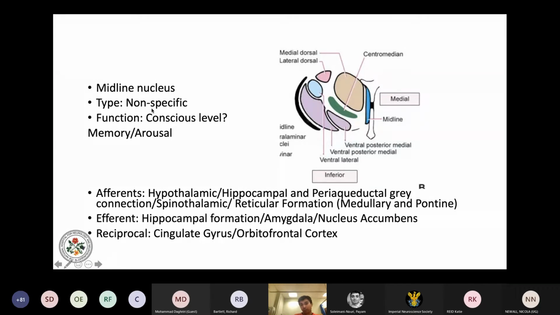And again, I think the role is non-specific. They may have some implications for conscious level, memory, and arousal. Nothing's been clearly ascertained. But there are all sorts of links here, as you can see, a broad range of functions. So they've got inputs from the hypothalamus, from the hippocampus, from the periaqueductal gray. It's very important for pain, the spinothalamic tracts, the reticular formation, as we talked about, important links for consciousness, and it has effects to the hippocampus, amygdala, nucleus accumbens, and it's got connections back and forth with the cingulate. And anything with the cingulate, as we've seen, has roles for limbic function, hence emotion, and the orbitofrontal cortex.